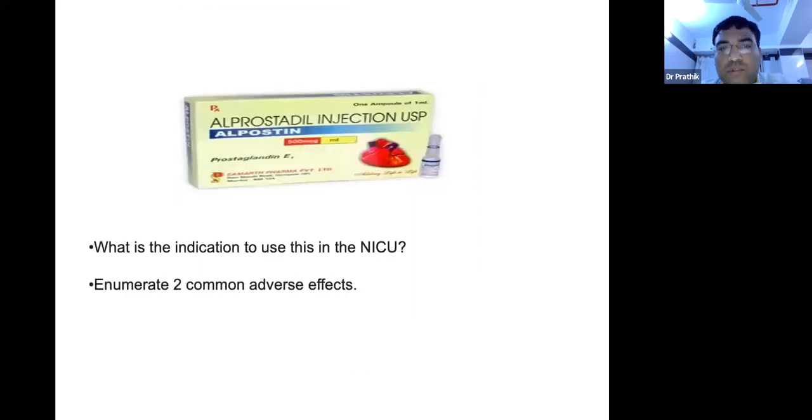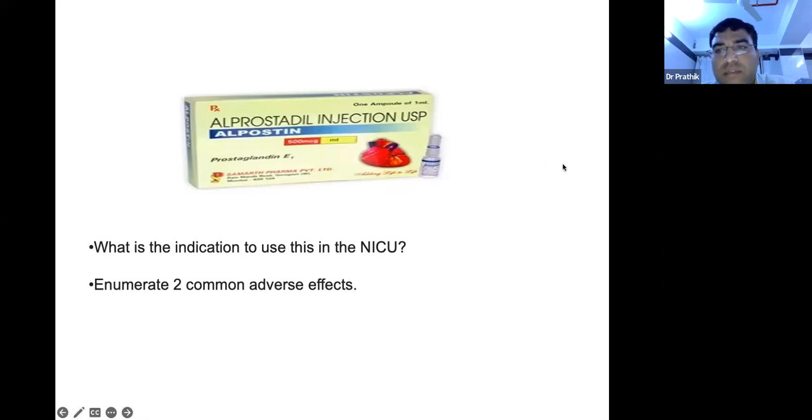Okay, this is alprostadil injection. What is the indication for use in the NICU? And two common adverse effects. To maintain the patency of PDA, yes, pulmonary stenosis, basically duct-dependent lesion. Any duct-dependent lesion, either systemic circulation or duct-dependent pulmonary circulation, we have to use alprostadil to keep the PDA open until you refer the baby to a higher center.